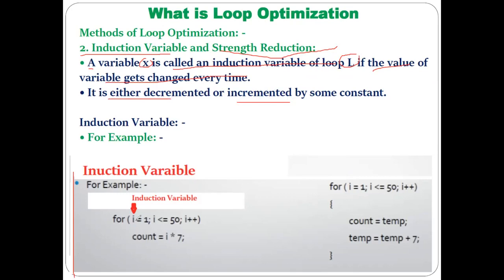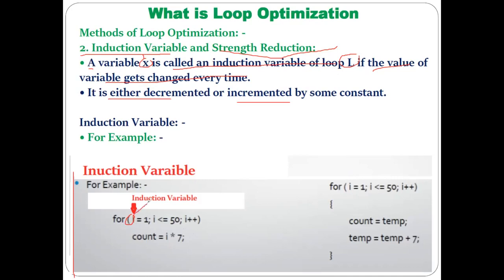So here a for loop is taken: for I equal to 1, I less than or equal to 50, I plus plus. So this loop will run approximately 50 times. So the value of I will change every time, yes or no? Yes. So a variable, here x as we have mentioned, a variable I is called an induction variable if the value of the variable changes every time.